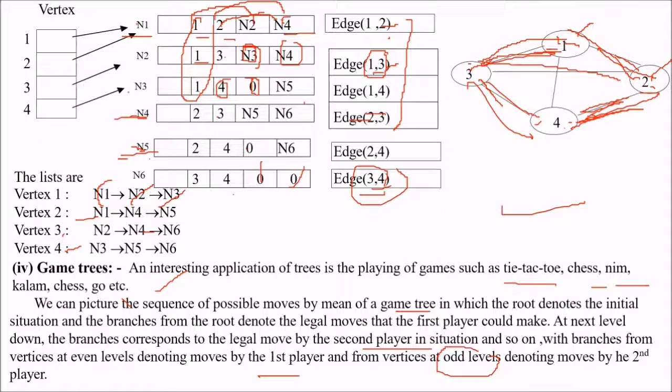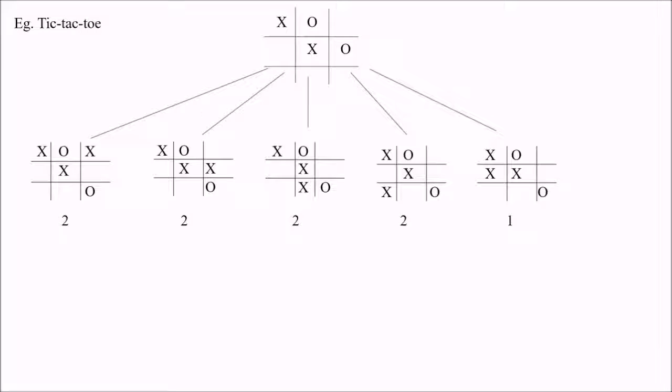Now we'll see the tree. This is tic-tac-toe. This is the root, and these are the various possibilities of the first player and the second player.